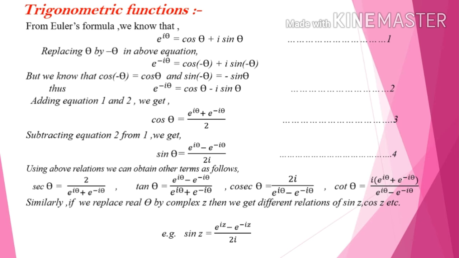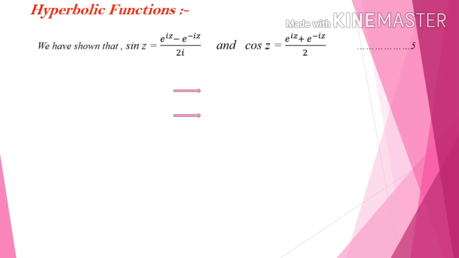Okay, so sine of z is equal to e raised to iz minus e raised to minus iz divided by twice i. Okay, then next is hyperbolic function. Now hyperbolic function means what? Friends, we have already shown in the previous slide sine of z, that means we have replaced real theta by complex z.